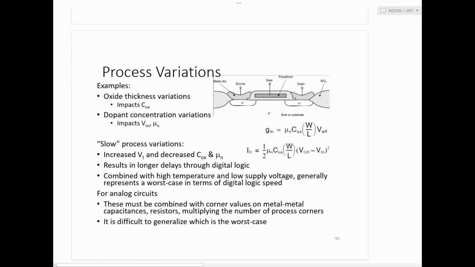Process variations, I'm going to go quick. Just to point out, these terms are used every day: fast and slow. What do they really mean? Slow means high VT and small values of mobility and Cox.